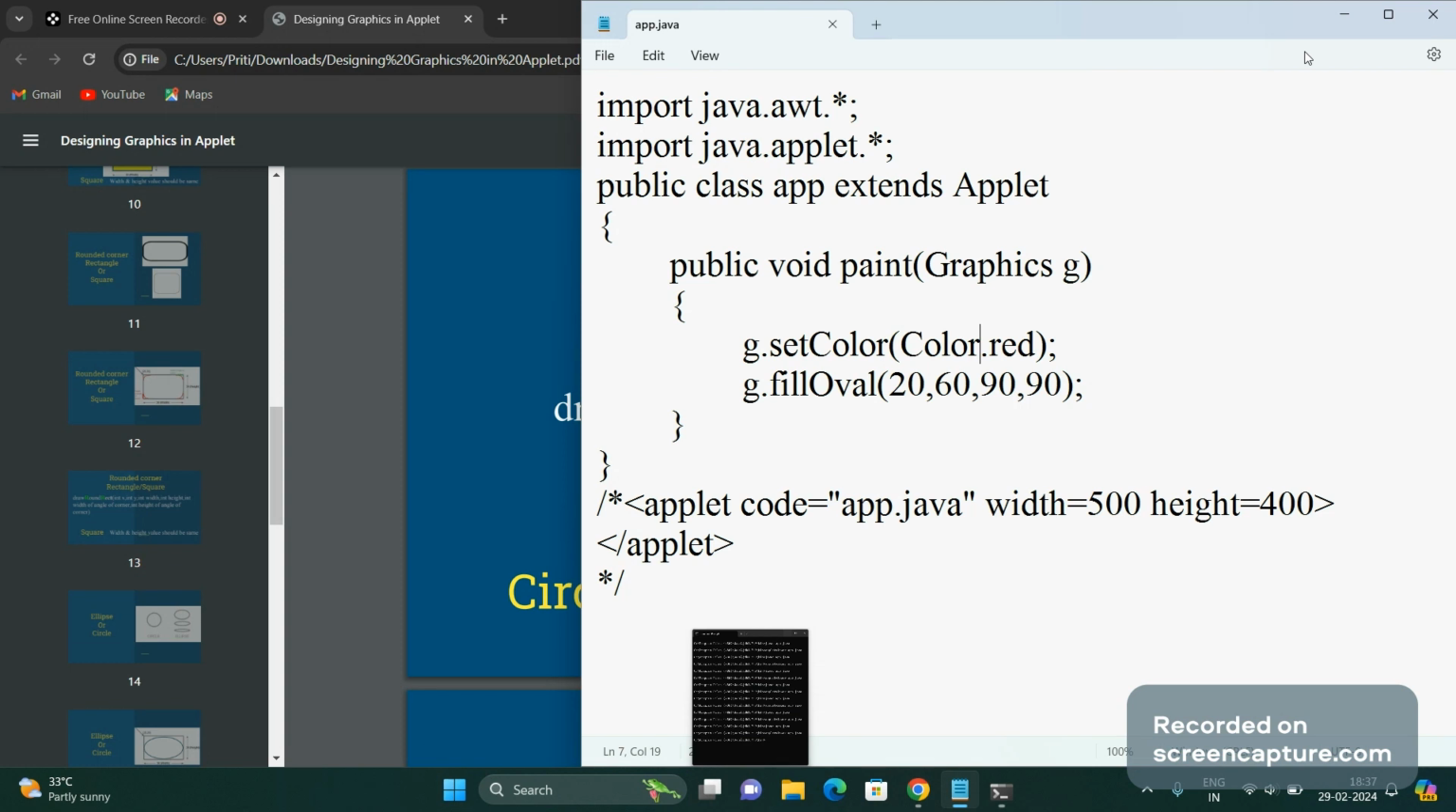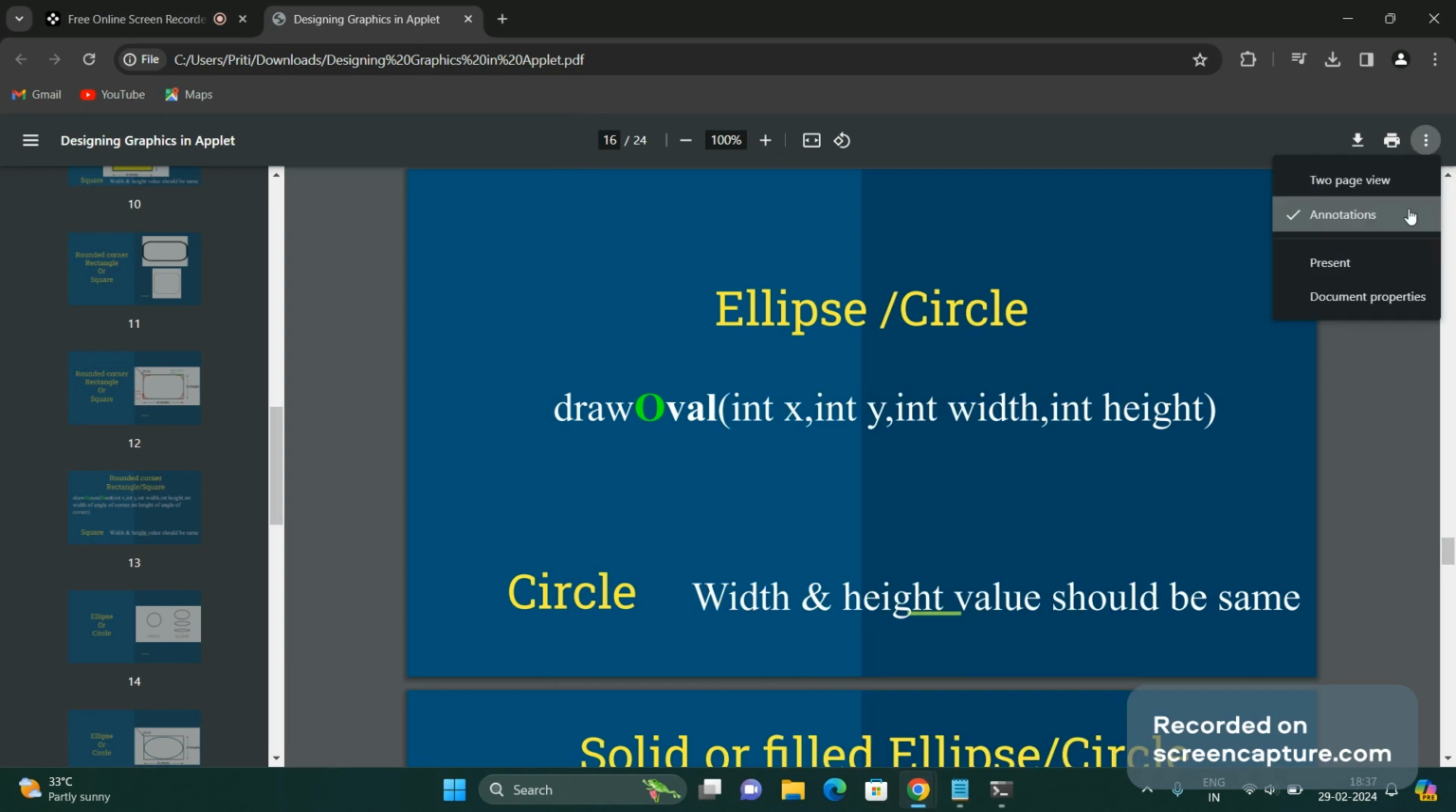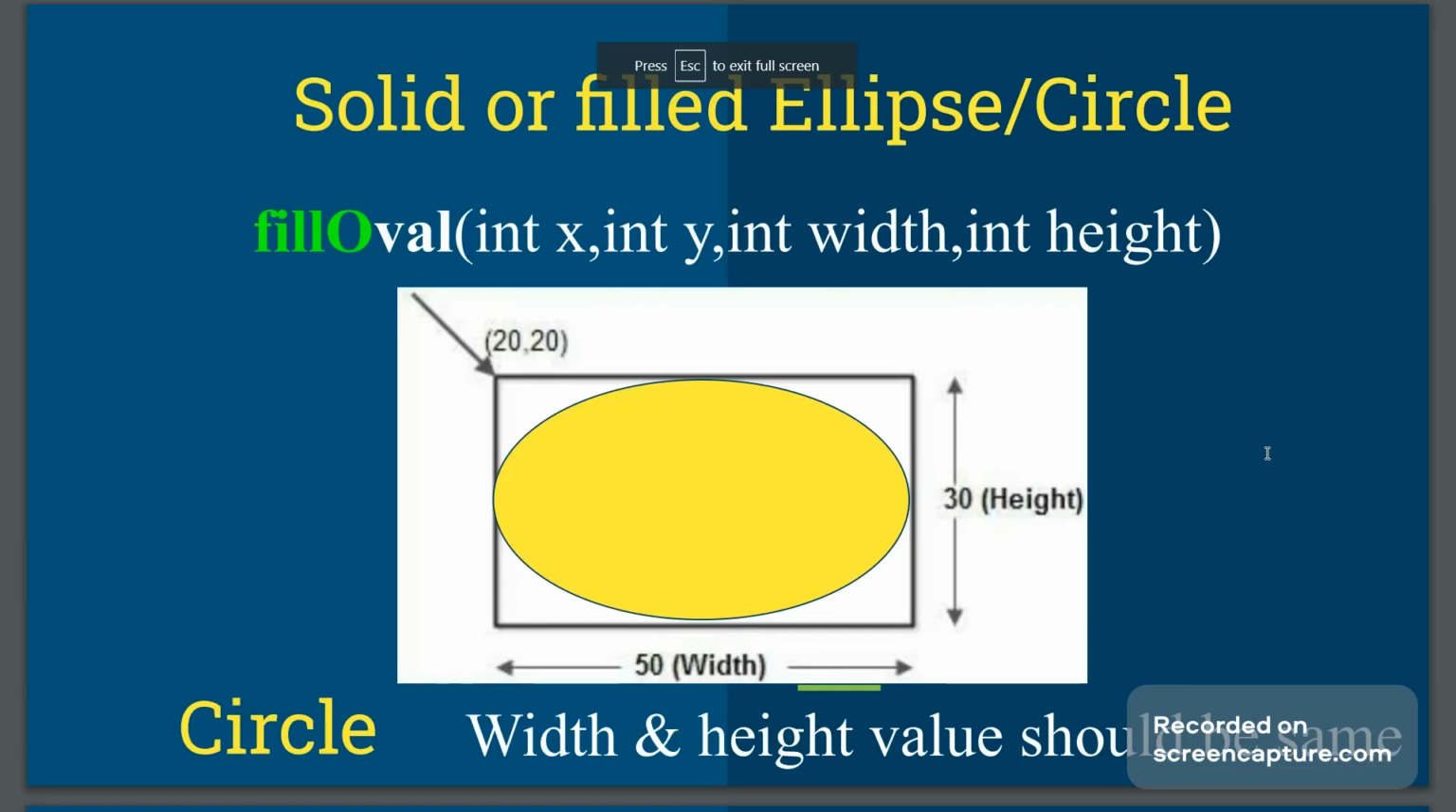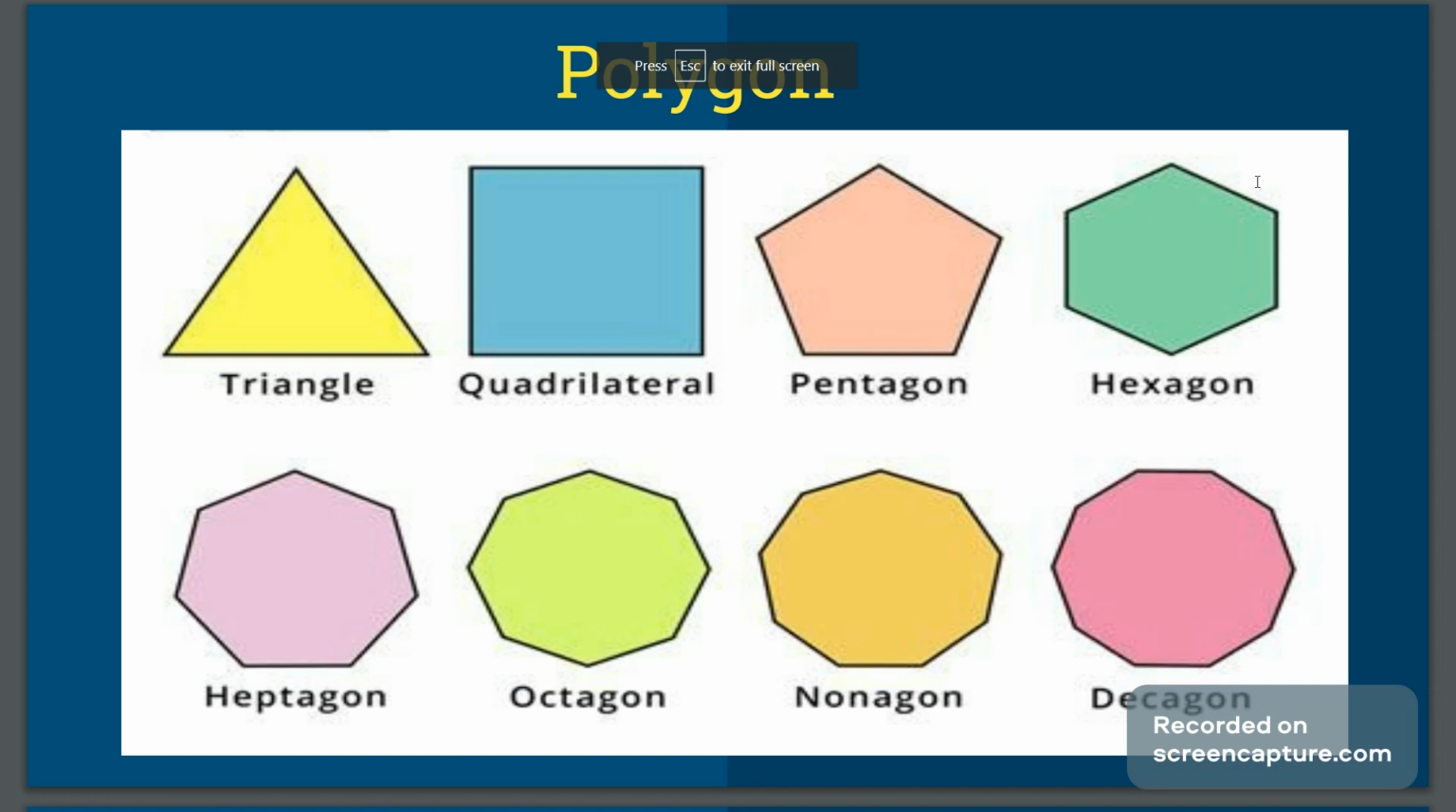Now moving on, polygon. A polygon means a shape which is having many sides. There are different types of polygon as per the number of sides, like triangle which is having three sides, heptagon, octagon, according to the number of sides. So how can a polygon be drawn on an applet window in Java?